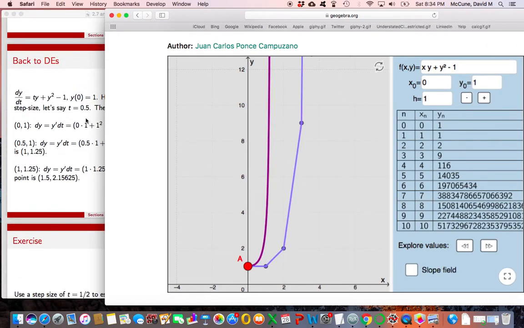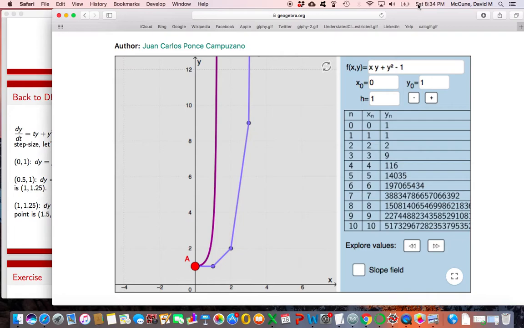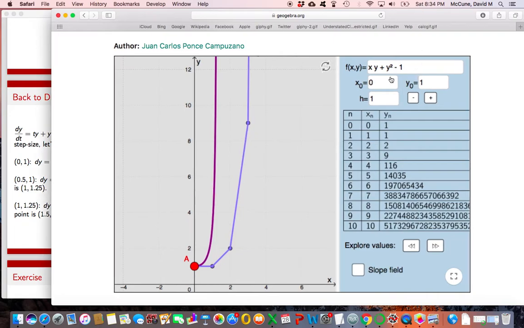And I'm using this DE right here, t y plus y squared minus 1. In this little applet here, you have to rewrite t's as x's. That's why there's an x right there. You tell it the start point. So when t is 0, y is 1, and you choose your step size. This blue graph is the resulting Euler's method graph. Okay, so here are our points.